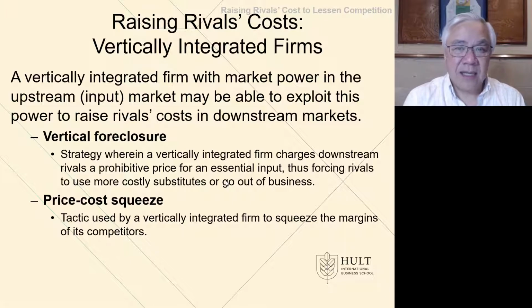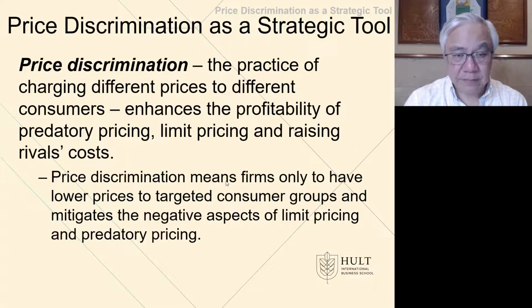The second also sounds quite painful. It's called a price cost squeeze. And that means that we do both a squeeze at the top, increasing the input cost to our competitors, and we also do a squeeze at the bottom, at the actual product level, where we lower the price. So we lower the price of the end product, we raise the cost of the input item, and therefore we're doing a simultaneous squeeze on our rival.